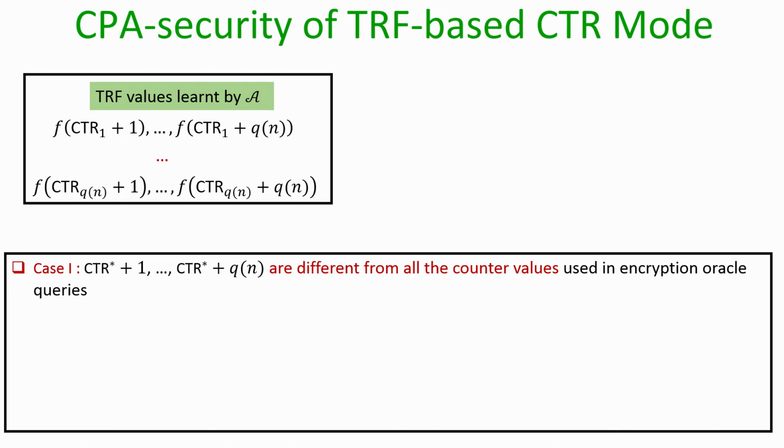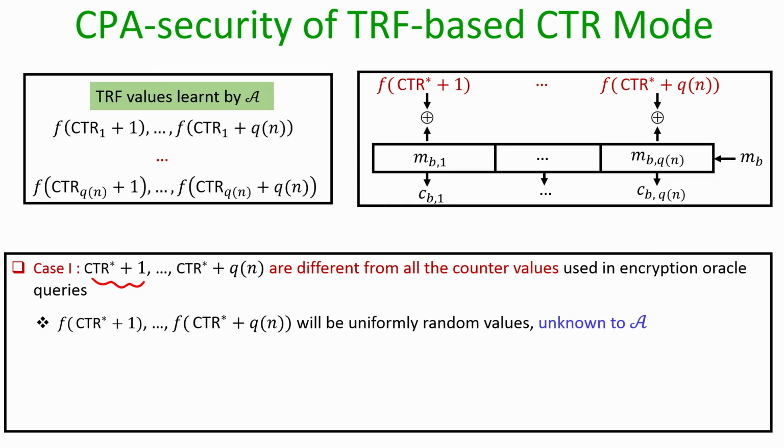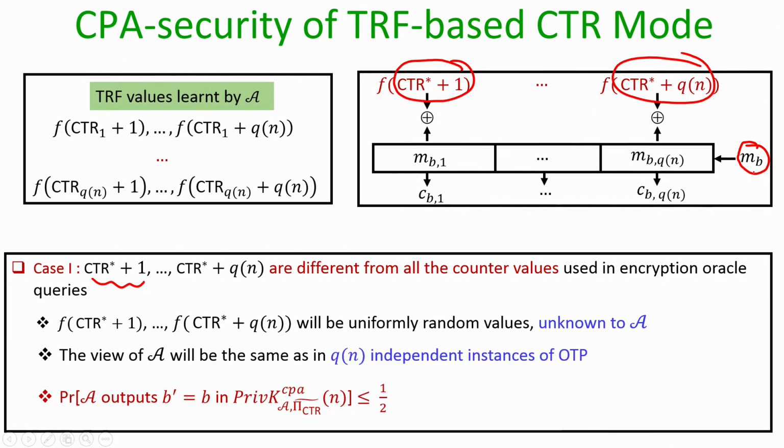So, we are in the case when the counter values, namely counter star plus 1, counter star plus 2 and so on, which are actually used for encrypting the challenge plain text MB, are different from all the counter values which have been used to respond to the adversary's encryption oracle queries, right. So, this is the challenge plain text MB encrypted by evaluating first the truly random function on these counter values, which have not been used so far in any of the encryption oracle queries, to generate the pads, and those pads are XORed with the message blocks of the message MB to generate the ciphertext blocks.